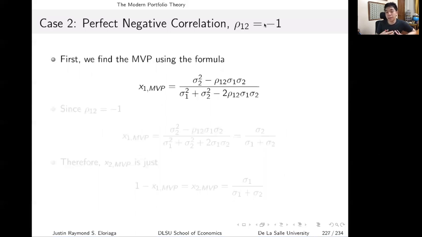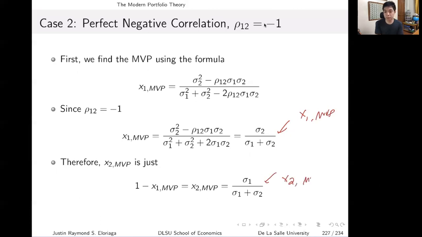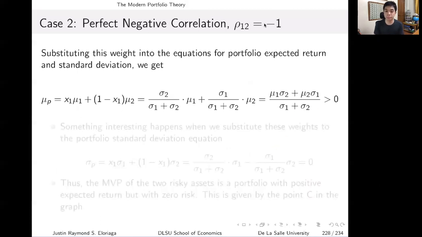First, if you recall, X1 under the minimum variance portfolio has this formula. So the quote unquote optimal portfolio weight under a minimum variance portfolio for X1 has this formula. But in a perfectly negative case, we can substitute that and yield this sort of form. Therefore, 1 minus this one, which is X1, is just equal to X2. So we're left with this one being X1 MVP, then this one being X2 MVP, right? So we have those two things.